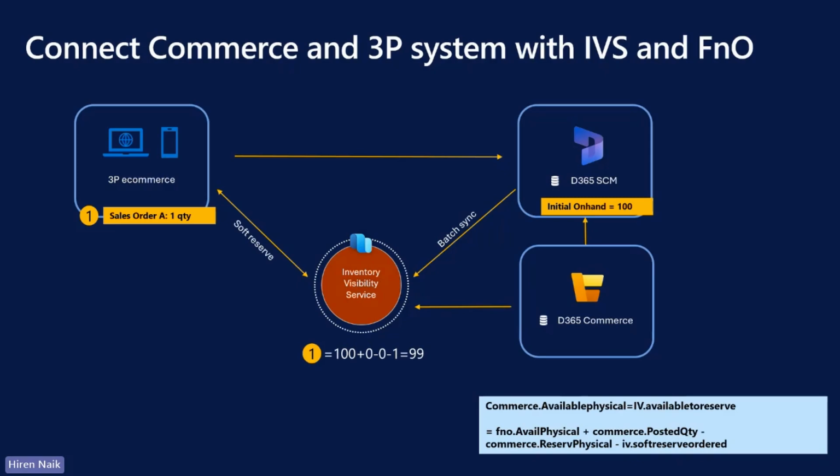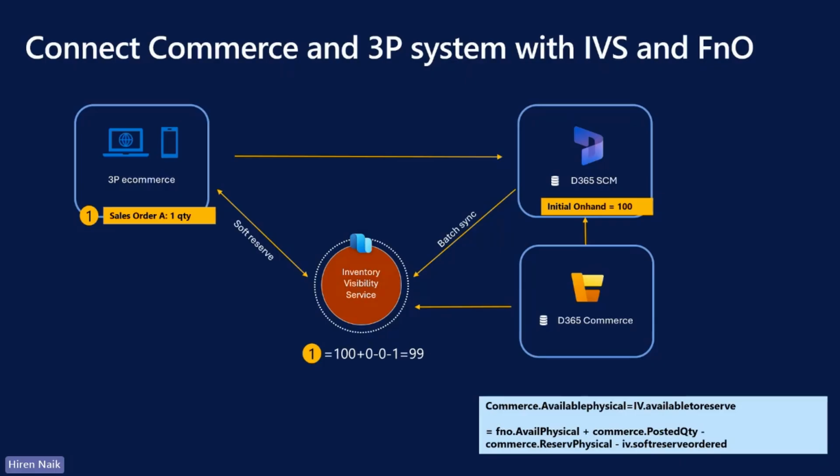And the first step is, let's say that your e-commerce received a sales order that is asking for one quantity, and your e-commerce is posting a soft reservation request to IVS. According to this calculation, the F&O available physical would be 100, and we haven't done anything about the commerce posted quantity, so it would be 0.